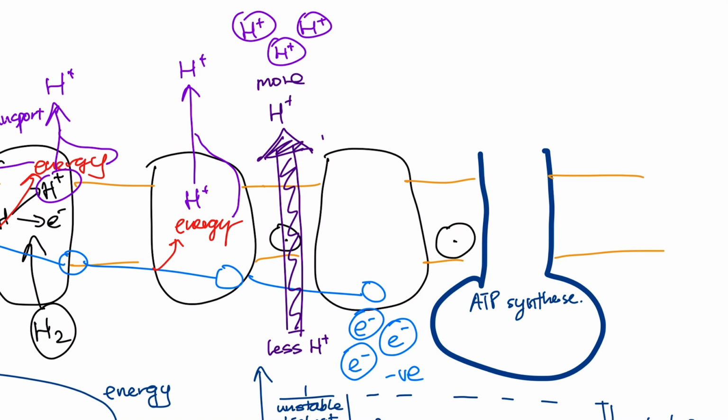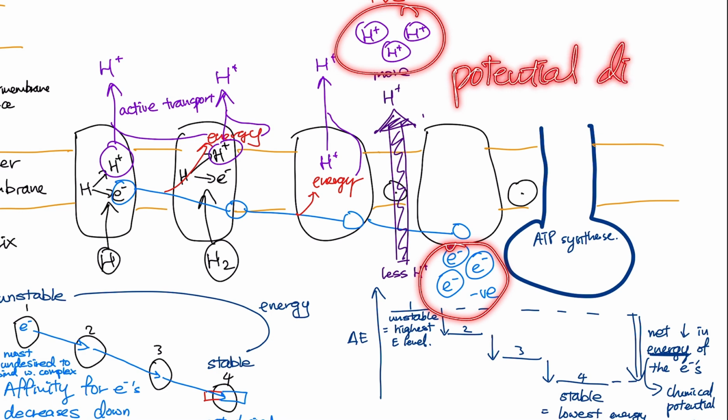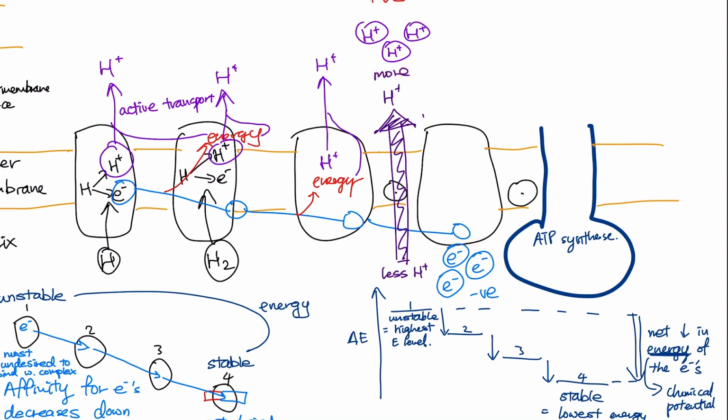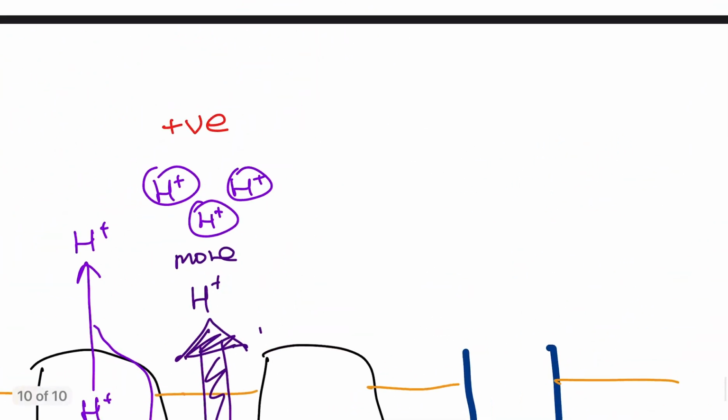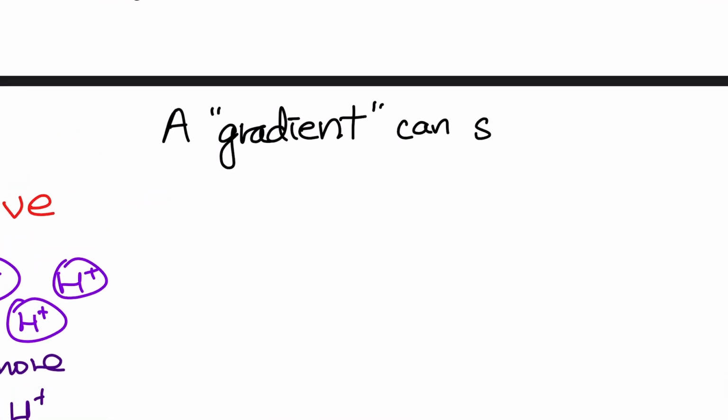But before it gets driven, I want to talk about something, a really new idea. I actually didn't find it in my textbook. You can consider the two gradients present as a potential difference. They have a potential difference between them, no matter whether it's the electric charges or the concentration of H+. And this actually means that a gradient, i.e. a difference, can store potential energy.